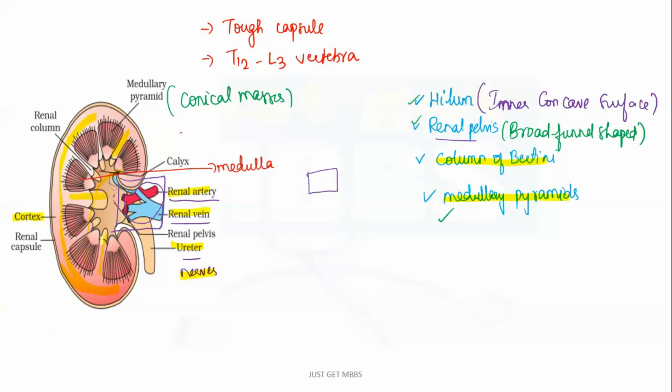So if you appreciate, this is my cortex, this is my medulla. So the cortical cells, what is happening here? The cortical cells extend into the medulla as a column, right? They extend into the medulla as a column.